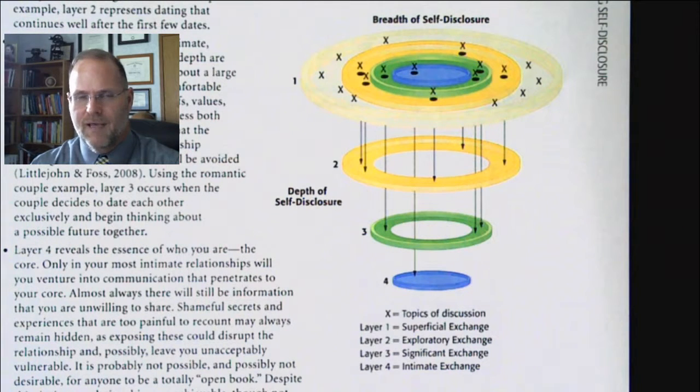Reciprocity is the exchange of information. It is a two-way street. It is reciprocal in nature. It means give and take. I give, you take, you give, I take. It goes back and forth. For this depth of self-disclosure, it has to go back and forth. It also has to move down this depth at a fairly equal rate.